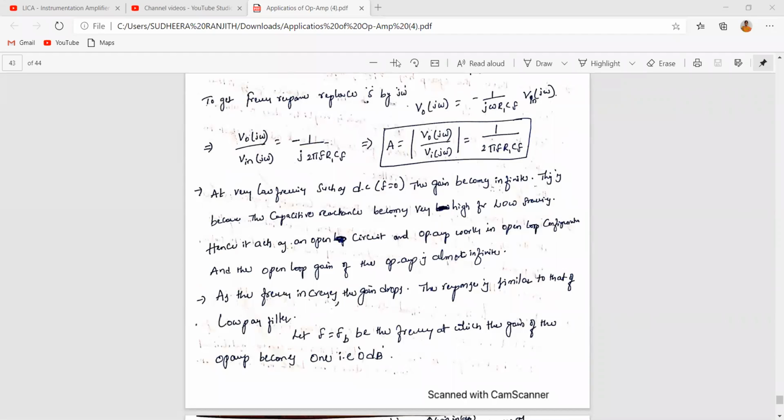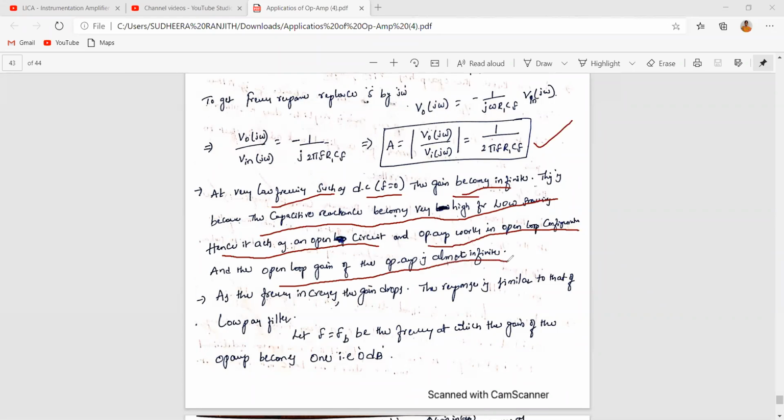See, at low frequencies the gain becomes infinite. In open loop configuration, what is the gain? That is why the output is always in saturation, varying between the saturation values plus Vsat and minus Vsat, because of the large gain. For DC equal to 0, for this integrator, the gain becomes infinite. This is because capacitor reactance becomes very high for low frequencies. Hence it acts as an open circuit, the op amp works in open loop configuration, and the open loop gain of the op amp is almost infinite.